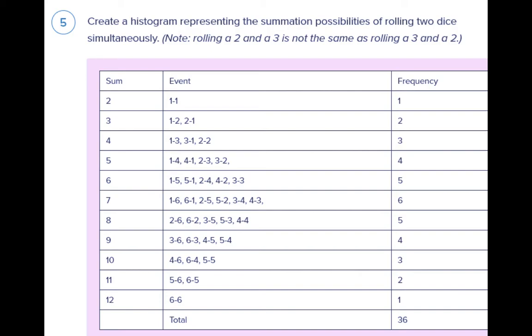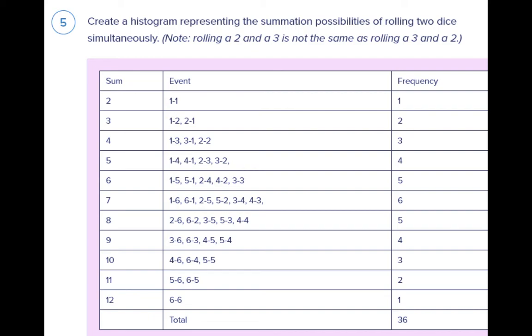I was looking at this and I'm thinking to myself, this is not really a valuable use for your time. It's kind of tedious. And so instead of having you do all of this, I figured I'd just show it to you and make sure you understood what's going on here. So let's just examine it. It says create a histogram representing the summation possibilities of rolling 2 dice simultaneously, right? And then they make a note. Note that rolling a 2 and a 3 is not the same as rolling a 3 and a 2. So if I roll a 3 and a 2 and a 2 and a 3, that counts as 2 different ways that I can get 5 as an example.